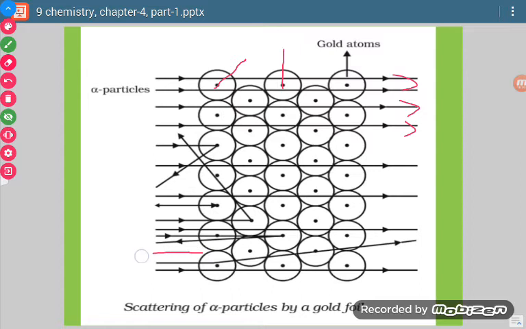Just like here, you can see this is an alpha ray. Now it has come near the nucleus. This is the nucleus, it has come near it, and now it has moved like this. So it has been deflected by a small angle. So this was also obtained.